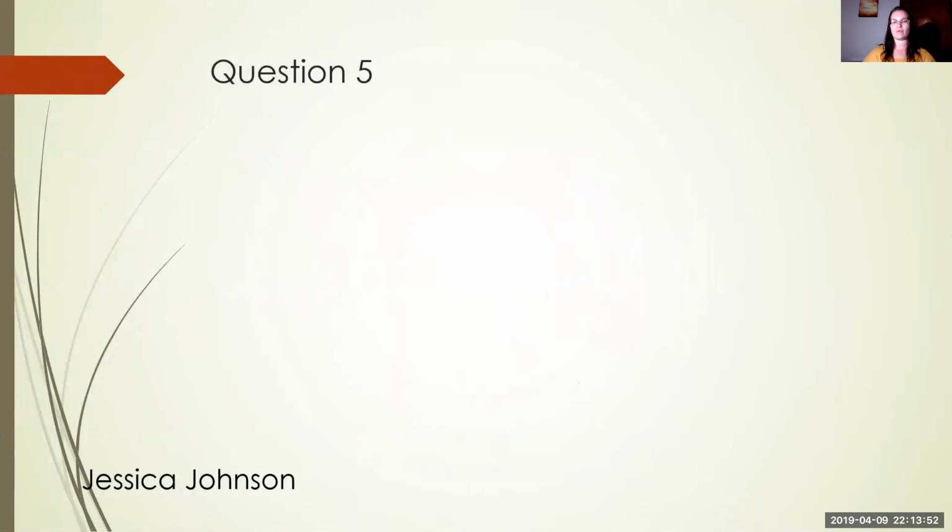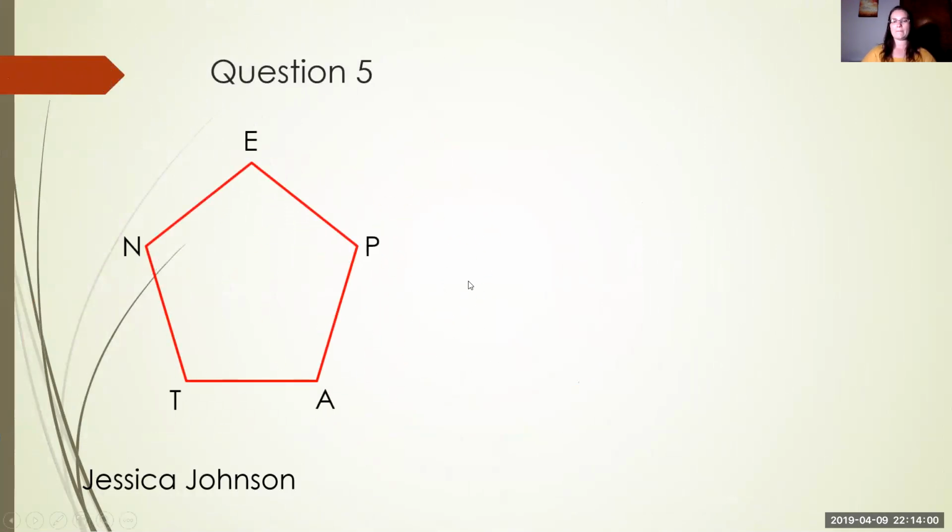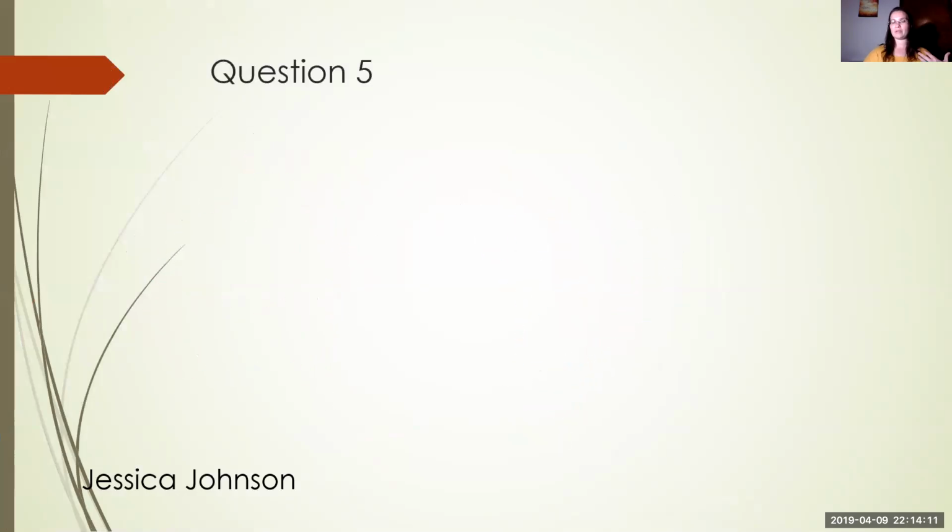For part A of question 5, we are asked to construct a regular pentagon, PENTA. Part B asks that we construct triangle PQR. Part C asks that we inscribe the pentagon PENTA with triangle PQR.